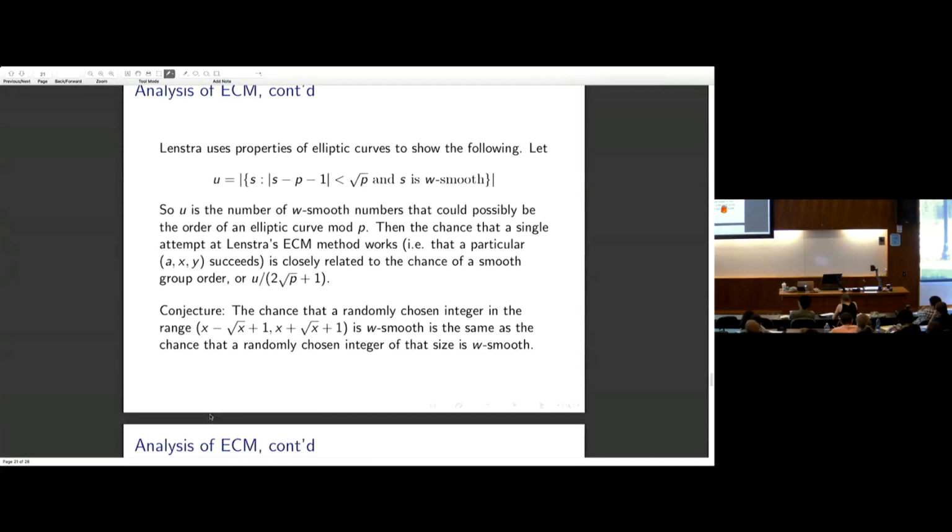And we have this hypothesis that the chance that such an order is W smooth is the same as the chance that a random number in that range is W smooth. And if U is the number of such smooth numbers, that interval has length 2 square root of p plus 1. So the chance that the order of an elliptic curve is going to have this property is about U over 2 square root of p plus 1. Those are the smooth ones out of all of them. And our hypothesis is that fraction can be given by just taking numbers of that size.